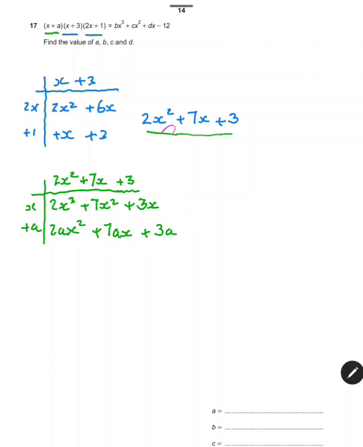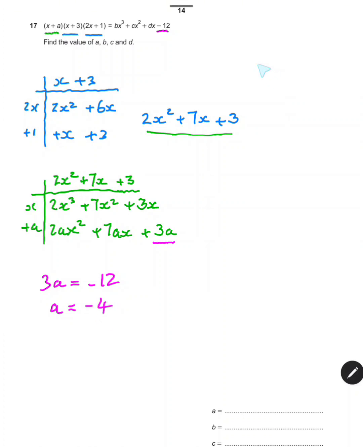We can start to pick away at this and compare it to what we're looking for. The only number term in this expanded bracket is there. There's no x's involved in that 3a. And the only number term up here is minus 12. So 3a must be minus 12. That means a must be minus 4.